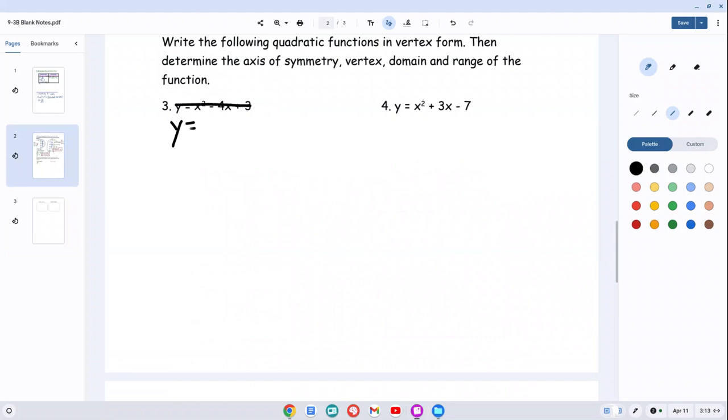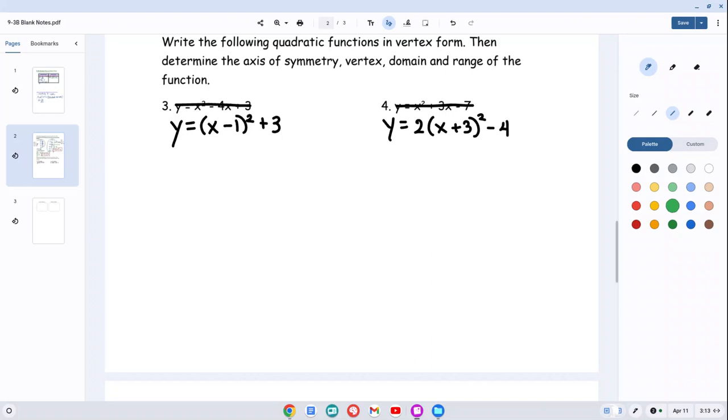So let's do one pretty simple where the a value is 1. So the quantity x minus 1 squared plus 3. And then let's go ahead and do another one. Y is equal to, we'll put a 2 out in front just to show you what that looks like. X plus 3 squared, and let's just say minus 4.